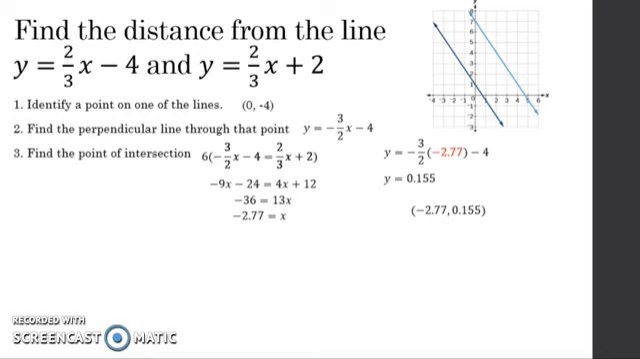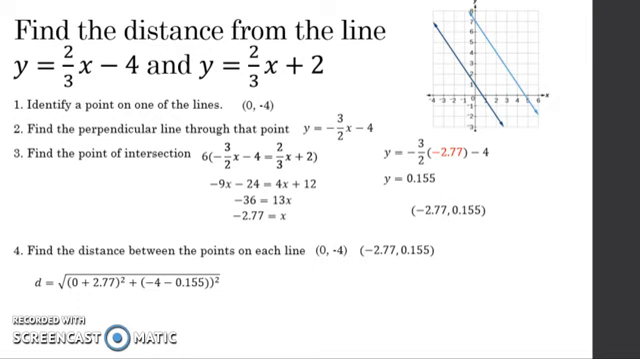We're going to then find the distance between our (0, -4) and our new point, (-2.77, 0.155). So we're going to use the distance formula. That will be the square root of (0 plus 2.77) squared plus (-4 minus 0.155) squared. If we substitute that into our calculator, we will then find that the distance is 4.99. So that is distance between two lines.